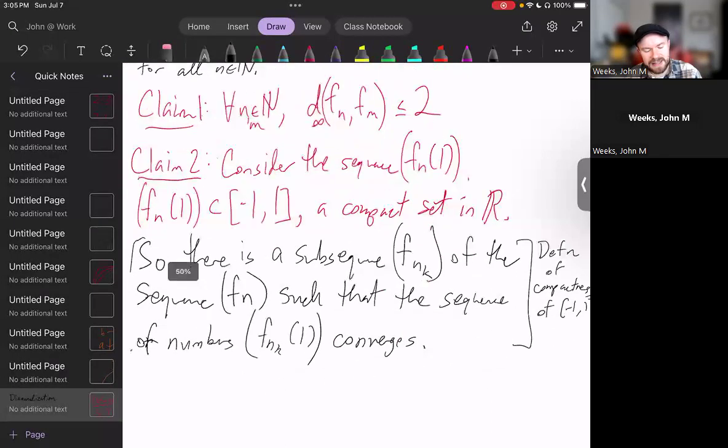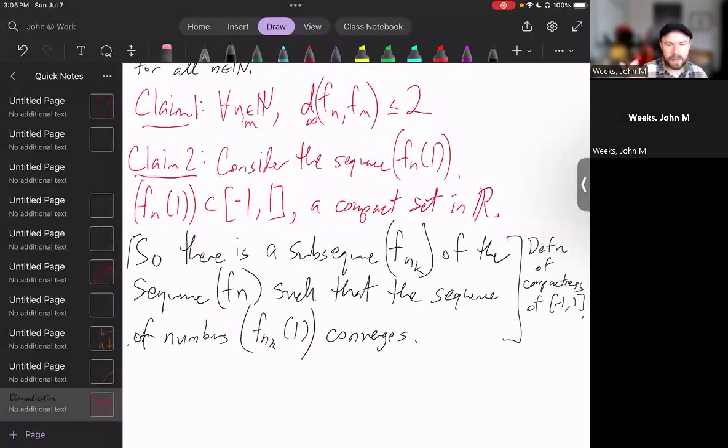Because f sub n of 1 is a sequence of numbers inside of this closed interval going from -1 to 1. So what we're doing is choosing a subsequence of that. Here is that little index for that subsequence. It's the n, which is there for the functions. So by changing that index to give me a subsequence, I'm actually finding a subsequence of functions, f sub n sub k. Now, that tells us that the sequence of numbers converges.